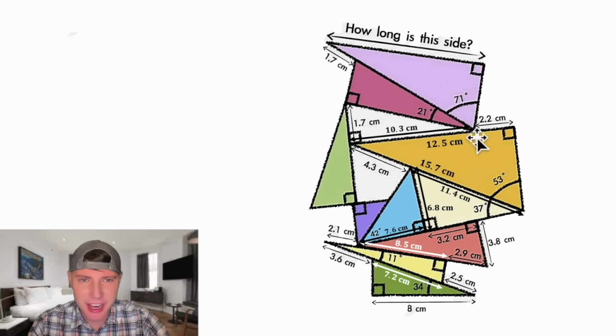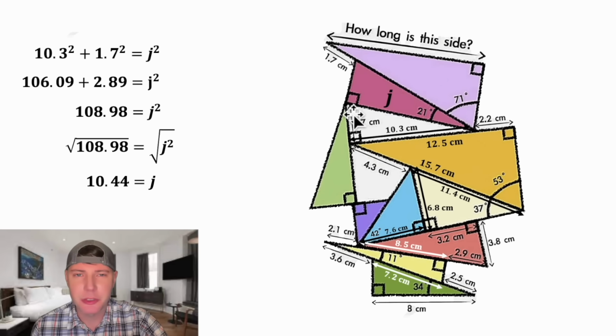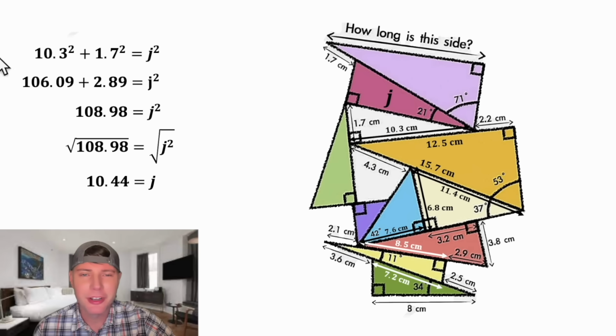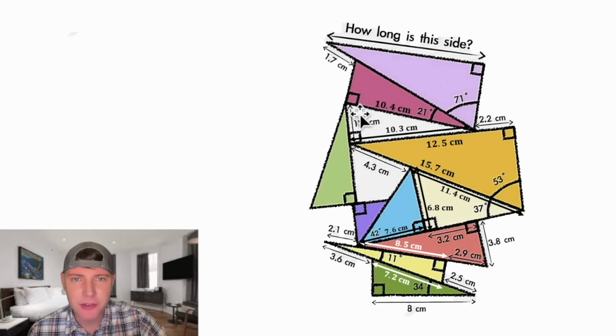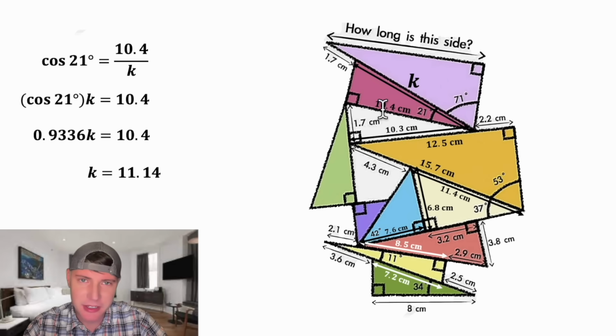Now let's find this side of this triangle. Let's label it j and let's do Pythagorean theorem. It's going to be 10.3 squared plus 1.7 squared equals j squared. And here's all the work here to find j is equal to 10.44. So in the place of this j, let's plug in 10.4 centimeters. Now let's find this side of this triangle and let's call it k. For the 21 degrees, this involves an adjacent and a hypotenuse. So we're going to use cosine. Cosine of 21 degrees is equal to the adjacent 10.4 over the hypotenuse k. After we cross multiply and do all the math, we end up with k is equal to 11.14. So let's update this side to be 11.1.